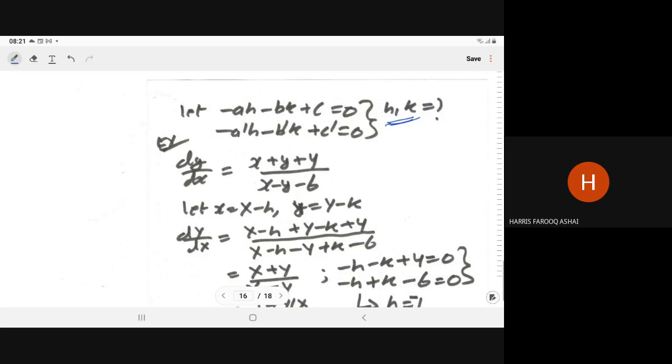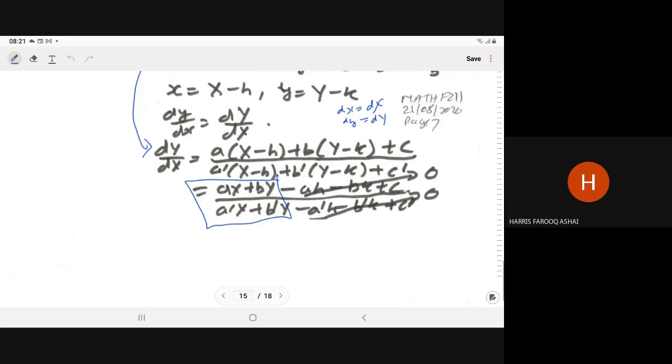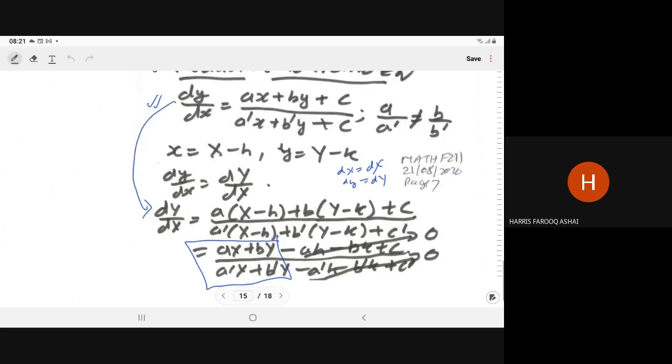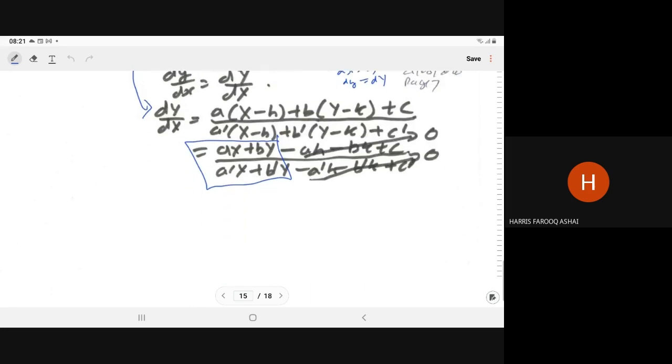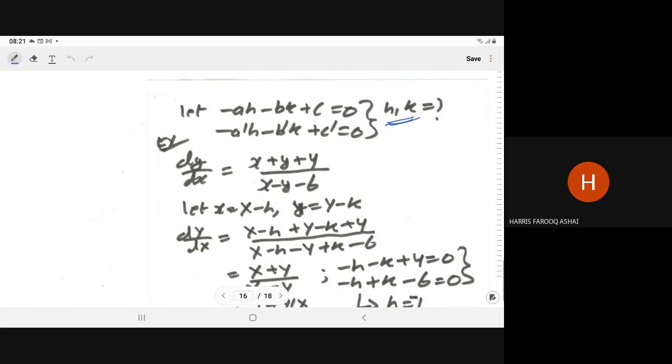So whatever the remaining equation, if you put that part equal to 0, the remaining part will become the homogeneous equation. So this is the way to reduce to a homogeneous equation if we have the condition a upon a dash not equal to b upon b dash. Let us understand this by an example.